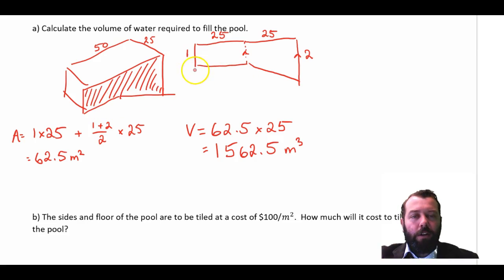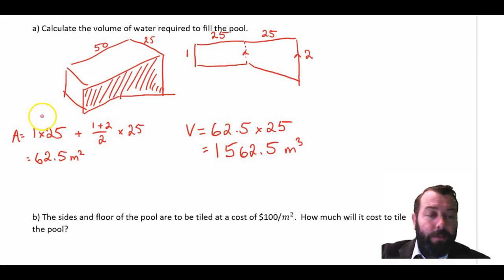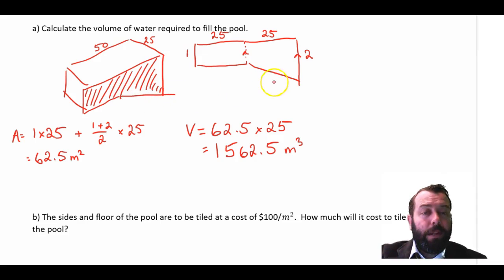But consider the tiles along here. The flat part of the bottom, the non-sloping part of the bottom of the pool, has an area of 25 times 25. That's easy enough to work out. There's a square there, 25 by 25. But this slopey bottom of the pool, that's not 25 long because it's on the slope. It's a little longer. Not a lot longer, but a little longer.